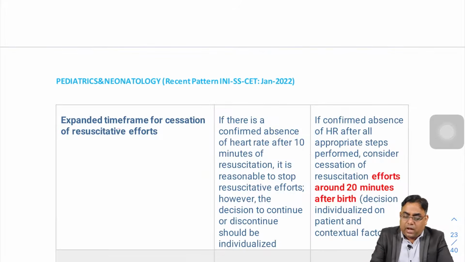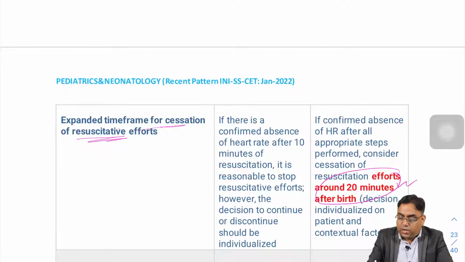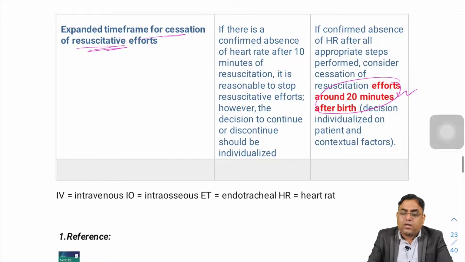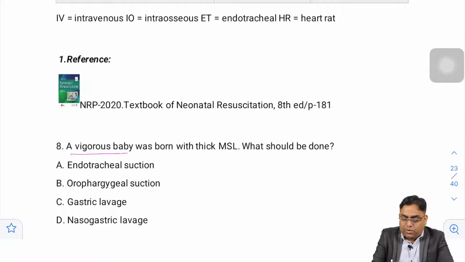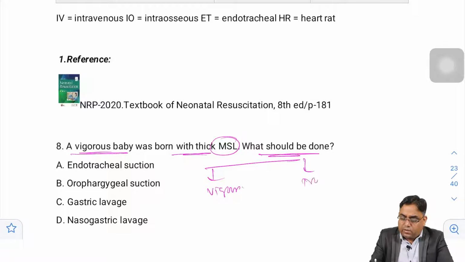The expanded time frame for cessation of resuscitative efforts that I have discussed, that is around 20 minutes, after which NRP should be discontinued. Okay. So, these are the changes of 2020. Now, next question. A vigorous baby was born with thick meconium stained liquor. What should be done? So, the child is vigorous. Okay. Vigorous and non-vigorous.